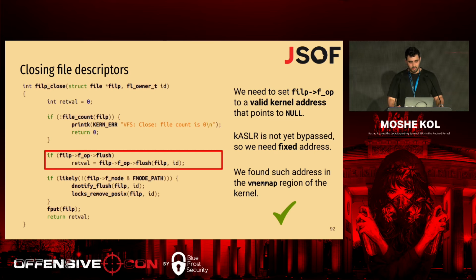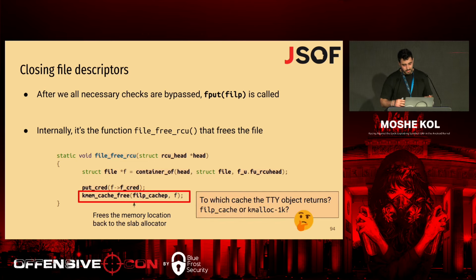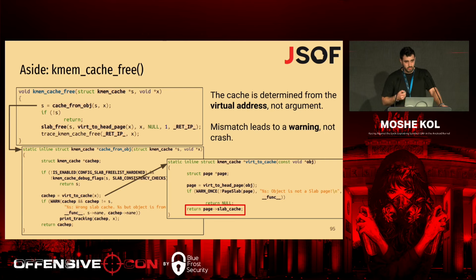So we managed to skip all of these if conditions and reach the fput line, where after an RCU grace period, the file_free_rcu function would be called, and there this memory location will be freed back to the slab allocator. Now, a question that will be raised at this point is to which cache this object is returned: to the filp cache, like the argument says, or to the kmalloc-1k cache, where it was allocated in reality. So the answer is that the cache to which this object returns is determined from the virtual address of the object being freed, not the argument.